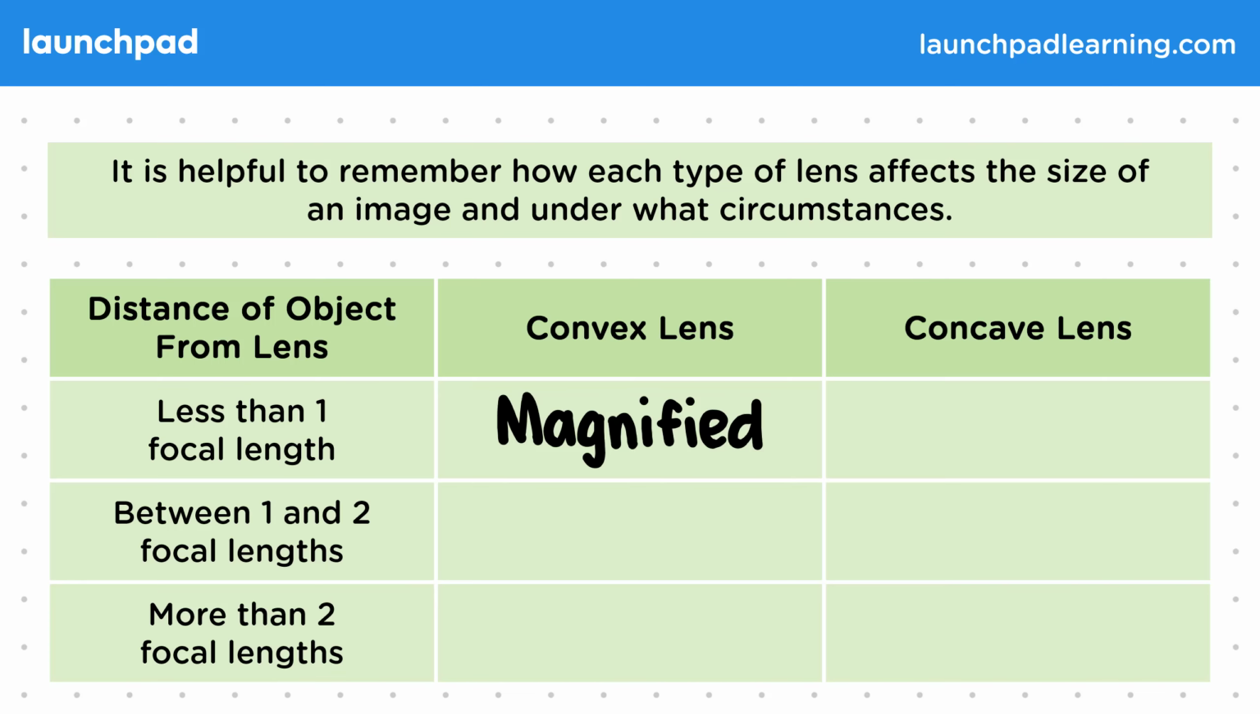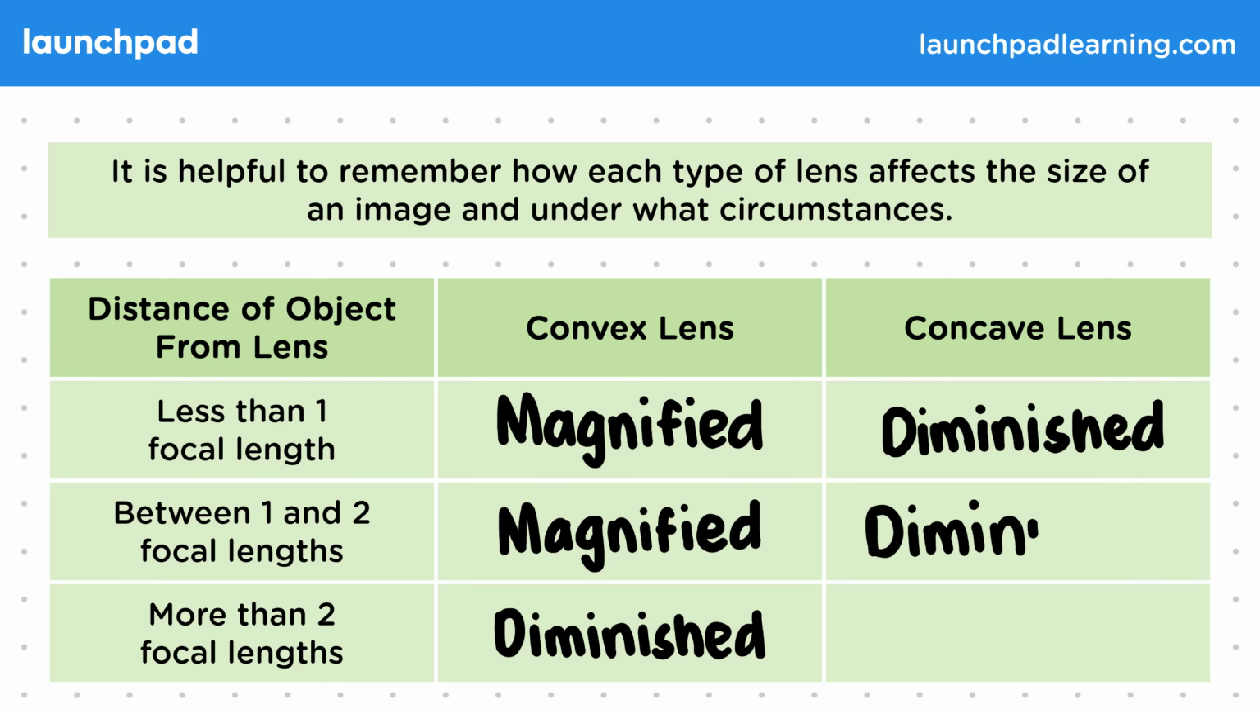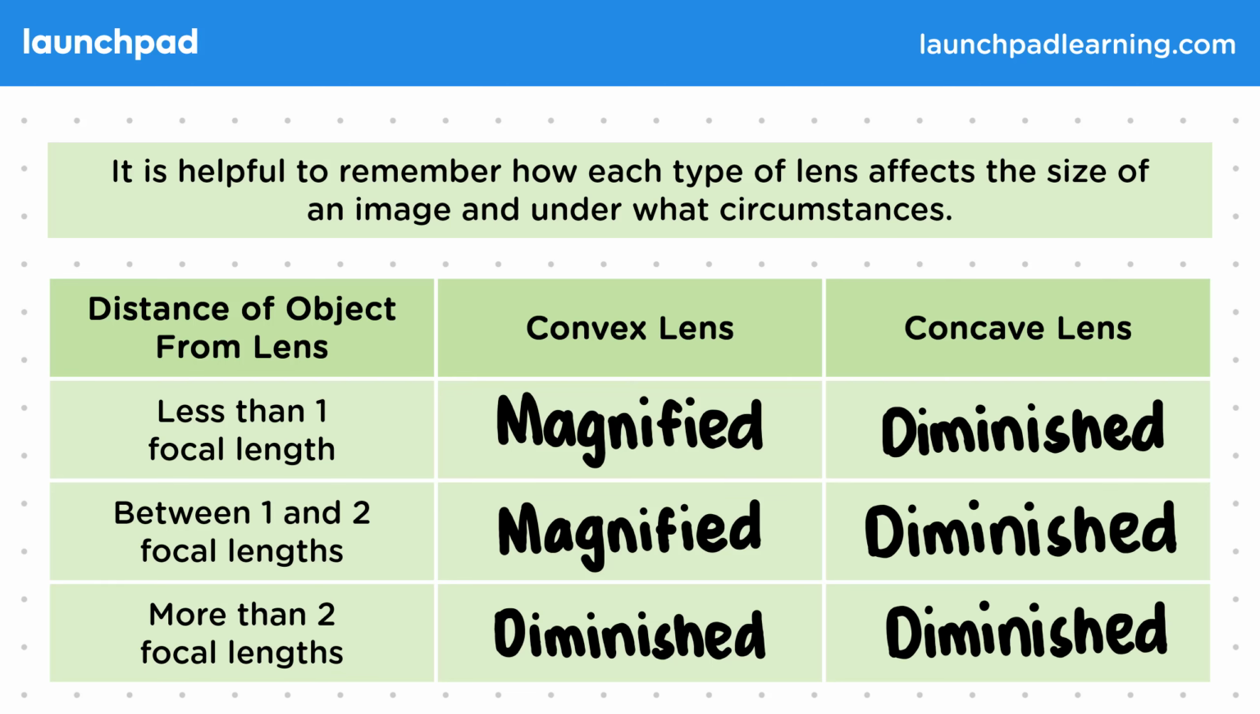When the image was further away, between 1 and 2 focal lengths, the image was real and large, also a magnified image. For faraway objects though, more than 2 focal lengths from the lens, the real image formed was very small, so it was a diminished image. The column for concave lenses is much easier to fill. No matter where the object is, the image was always diminished.